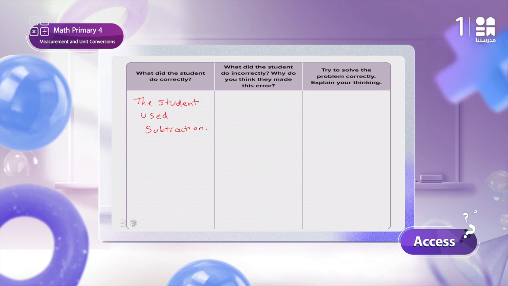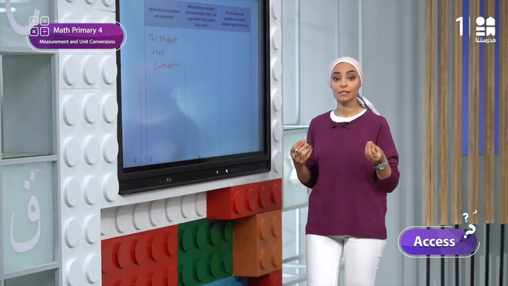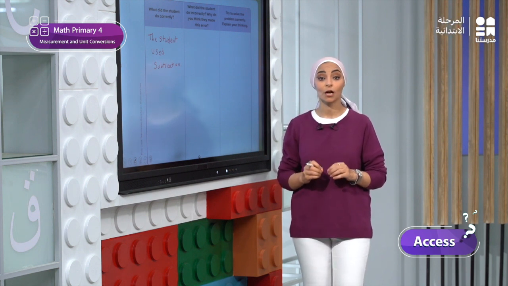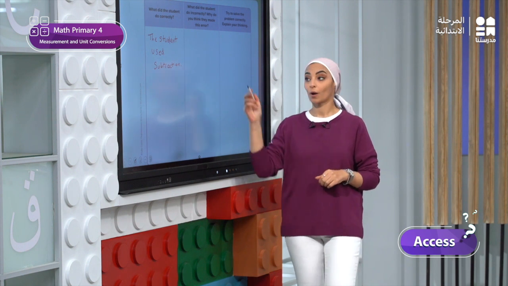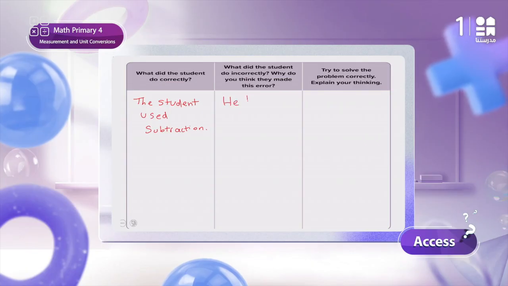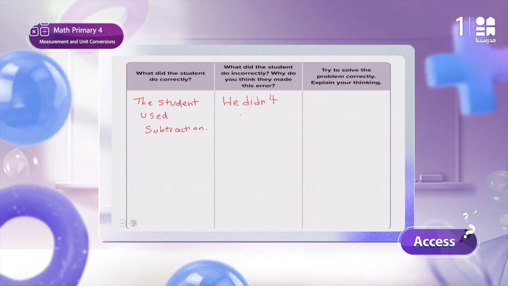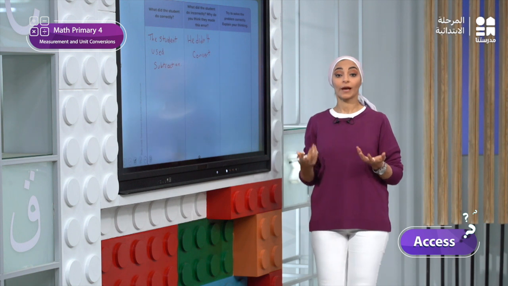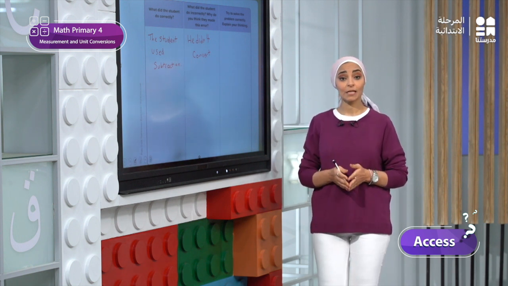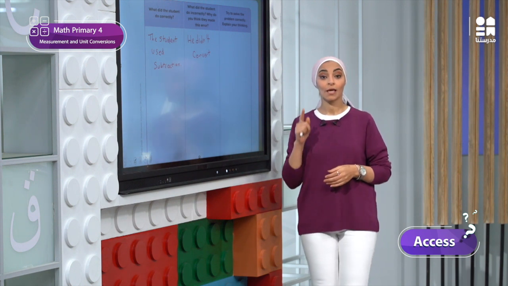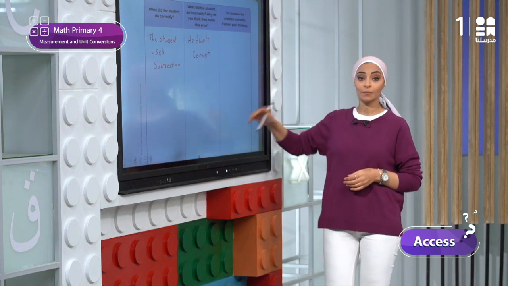Now, what is the incorrect part? What did he do wrong? He didn't convert the liter into milliliter. The student subtracted 250 milliliters from 750 milliliters. So I will write in the second column that the student didn't convert from liters to milliliters. Now, what is the correct answer? The correct way is converting the capacity into milliliters then subtracting. First I make them all milliliters and then I subtract. Then we will write the correct answer in the third column as you see here.